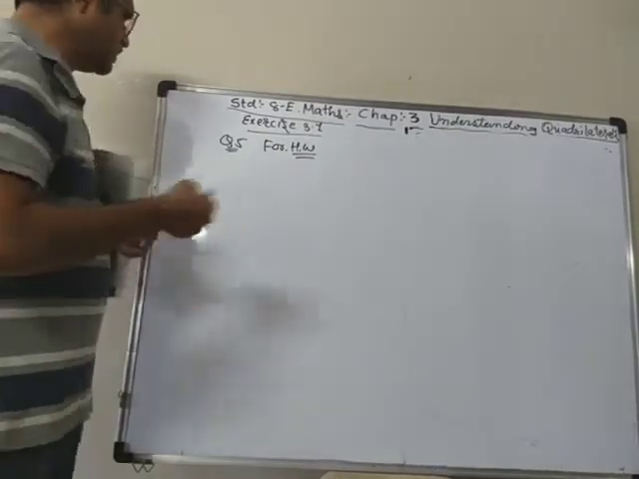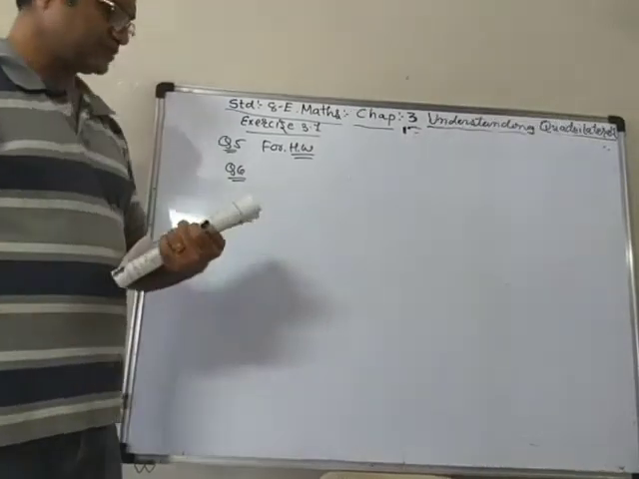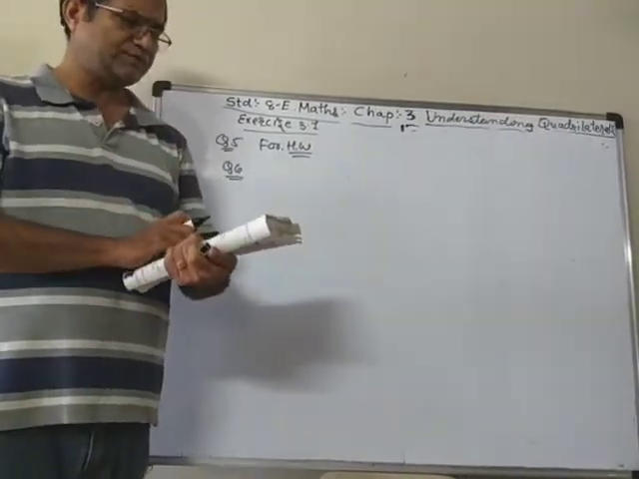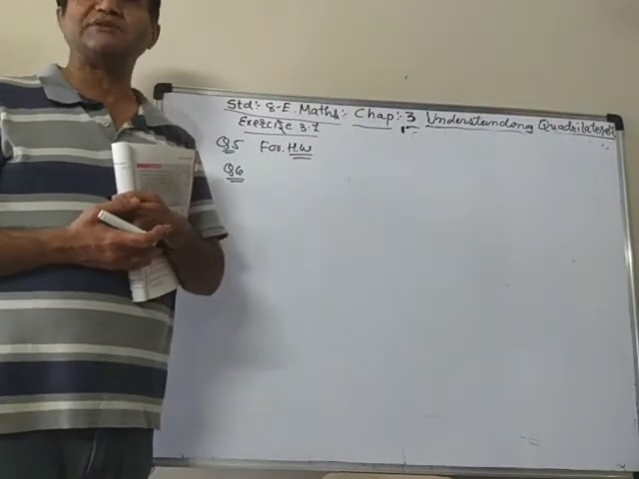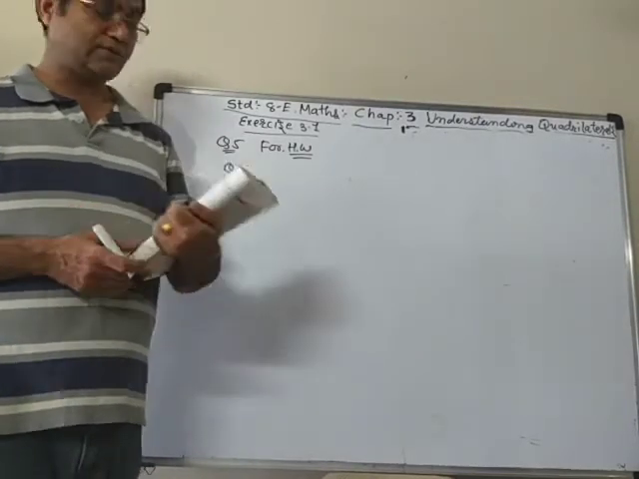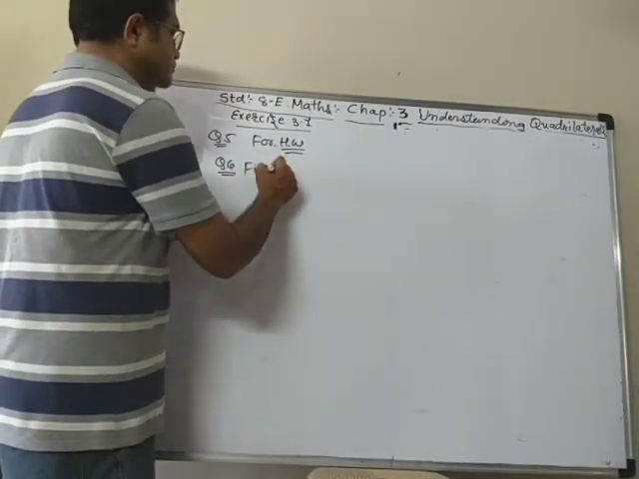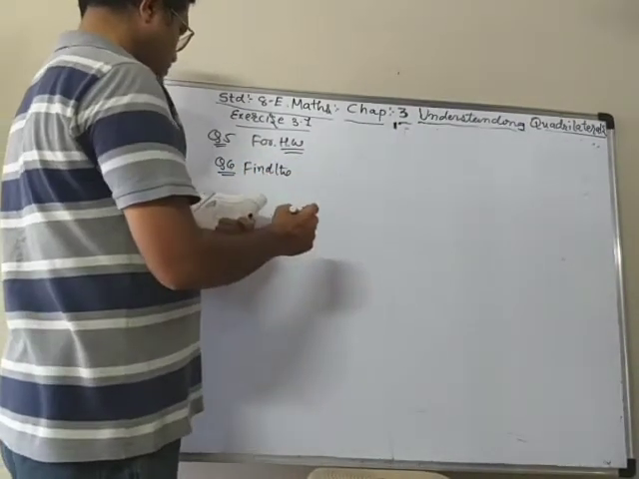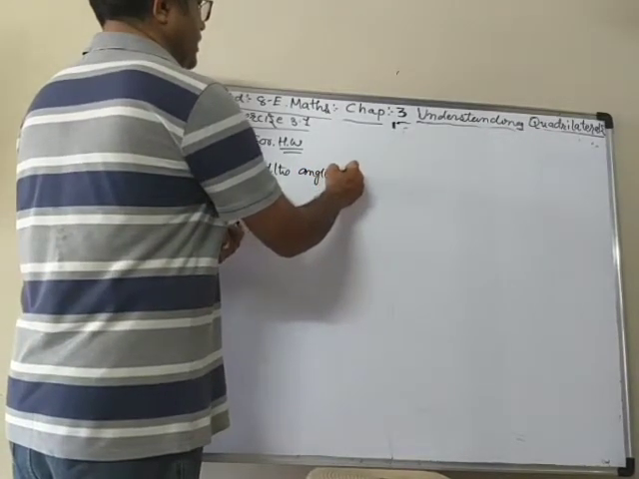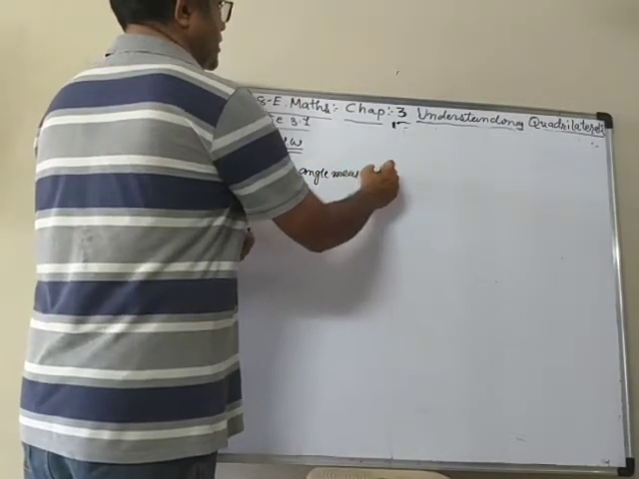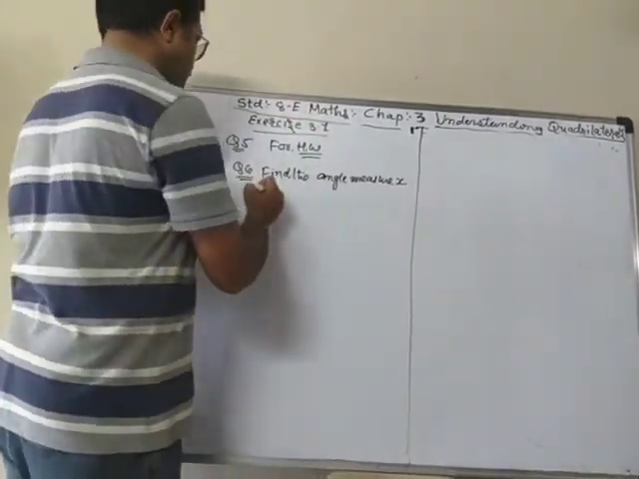So now we can start question number 6. In question number 6, there are some figures given, and in them one of the angles is missing. We have to find the value of it. So find the angle measure x in the following figures.